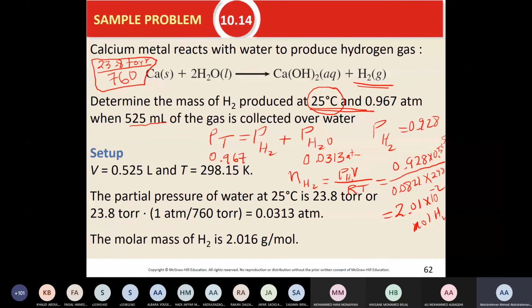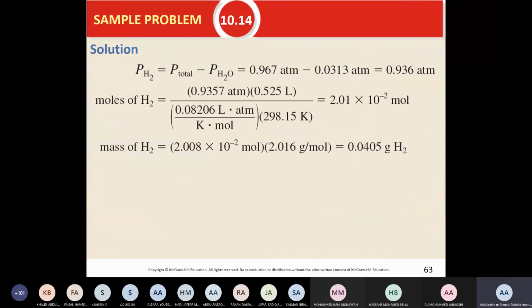Exactly. So, as I said, whenever you calculate things over water, look for the pressure of water. You can see it's given to you here. The partial pressure of water is 23.8 torr. Change it to pressure of water in atmosphere and then do your calculation.